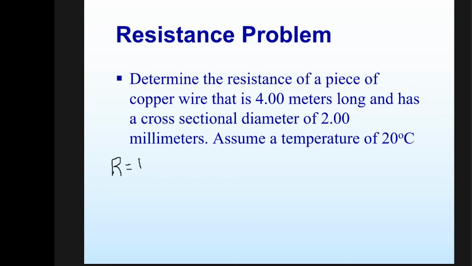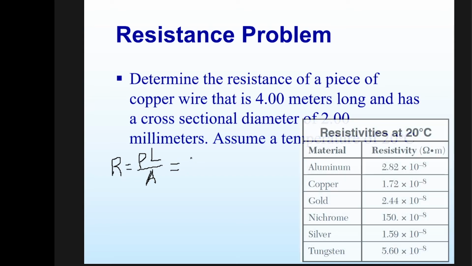So the resistance equals rho L over A. All right. I hate these pens. It makes me look like I'm writing with my left hand while being smacked upside the head with a baseball bat. But anyway, rho for copper, if we take a look at that, is 1.72 times 10 to the minus 8th ohm meters.